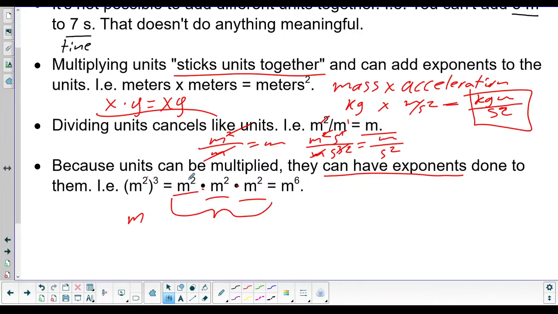So when you multiply, you just add the exponent. So you get meters to the 6th. This doesn't really mean anything. It's just an example. But because we can multiply, we can do exponents.